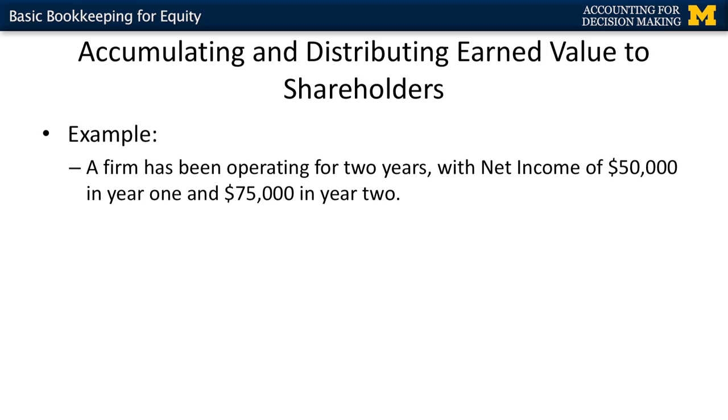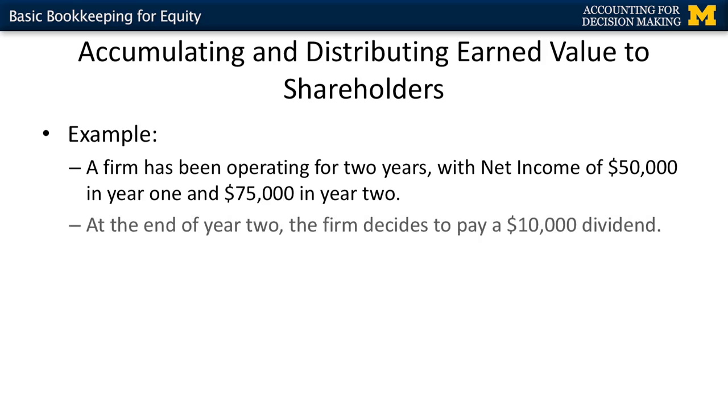Okay, now that we've covered the initial contribution of capital, we need to think about the next step, which is, as the firm earns value, it's going to accumulate that value and then eventually distribute it out to shareholders. We're going to use an example here too. We're going to look at a firm that operates over 2 years, creating value in both of those years, a little more value in the second year than the first year. And at the end of the second year, they're going to go ahead and distribute some of that value back.